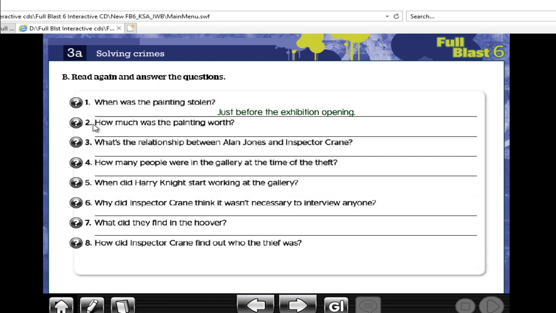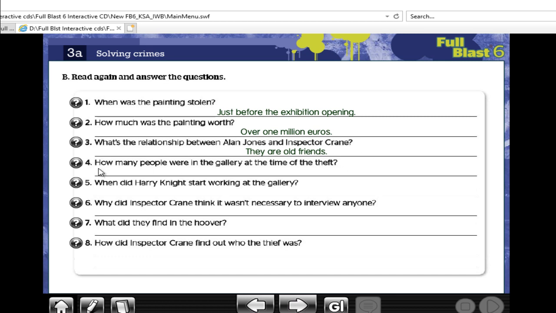Question number 2. How much was the painting worth? Over 1 million euros. Excellent. Copy answers. Question number 3. What's the relationship between Alan Jones and Inspector Crane? They are all friends.